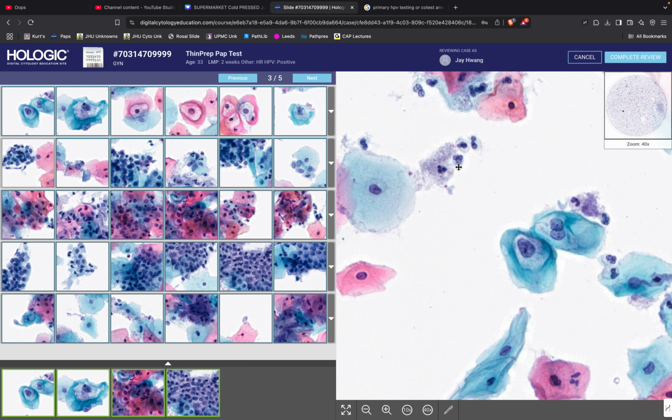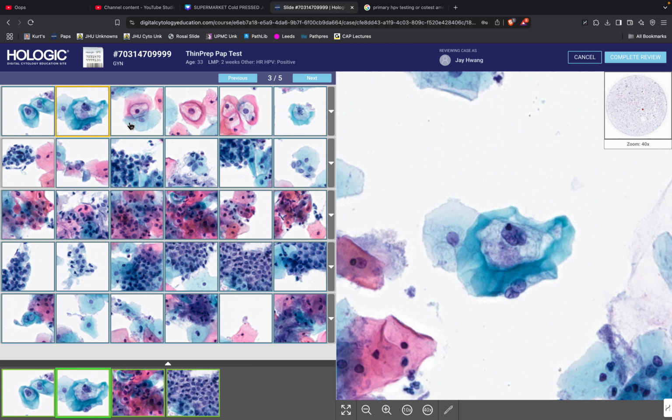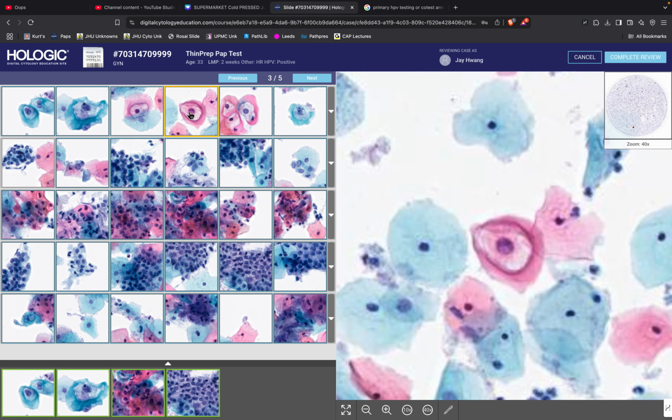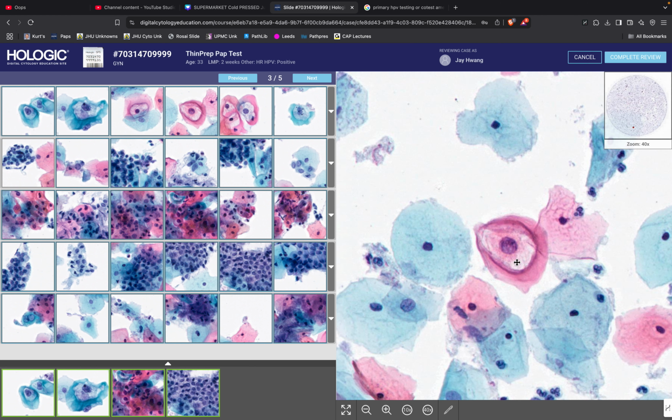Now you can see in the background you have inflammation, and you might think, oh, is this due to inflammatory changes, that these are pseudocoilocytes? But this wire looping is too prominent for that to be pseudocoilocytes. And compared to your intermediate cell, you can fit 3 of the intermediate cell nuclei into this dysplastic cell.